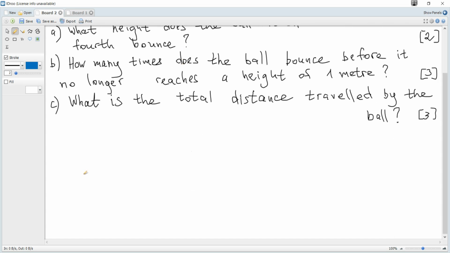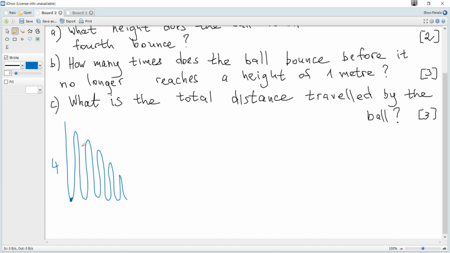So this situation looks like this. The initial height is 4 meters. And after the first bounce, it reaches a height which is 95% of 4. So it's 4 times 0.95. After the second bounce, it reaches a height which is 95% of this, so it's 4 times 0.95 to the power of 2.